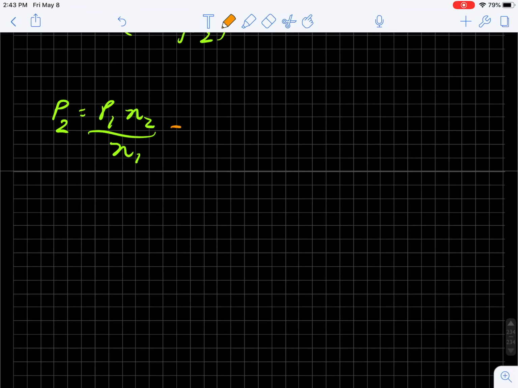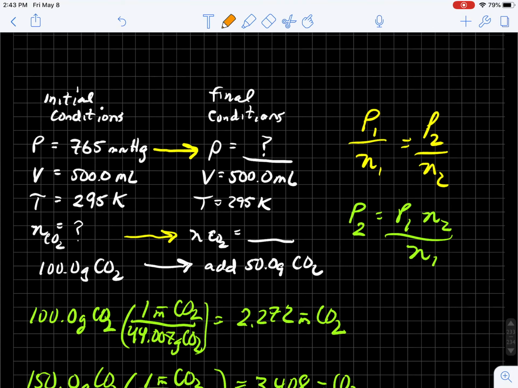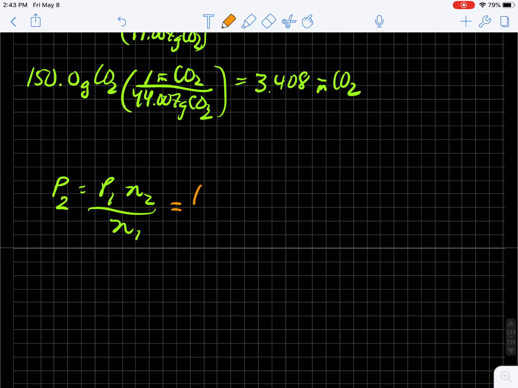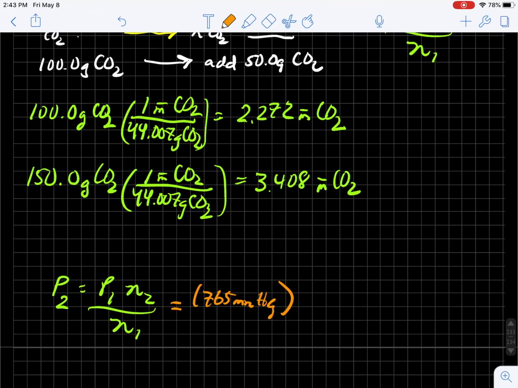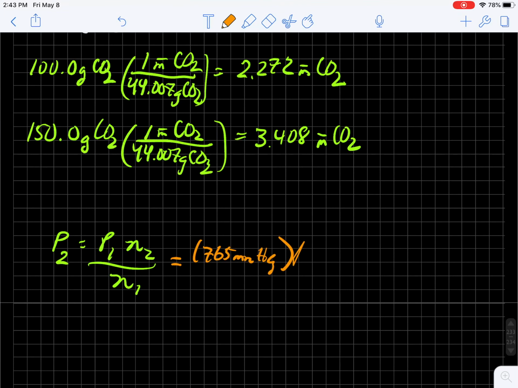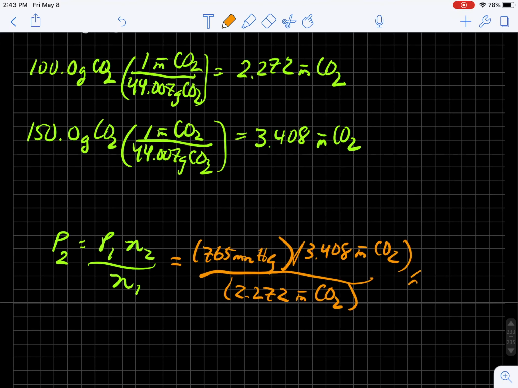All right. So now what values did we get? Our initial pressure was 765 millimeters of mercury. And the number of moles, we end up adding 50 grams, so we wind up with 3.408 moles total. And the original amount of moles for 100 grams was only 2.272. All right, so now we're set up.